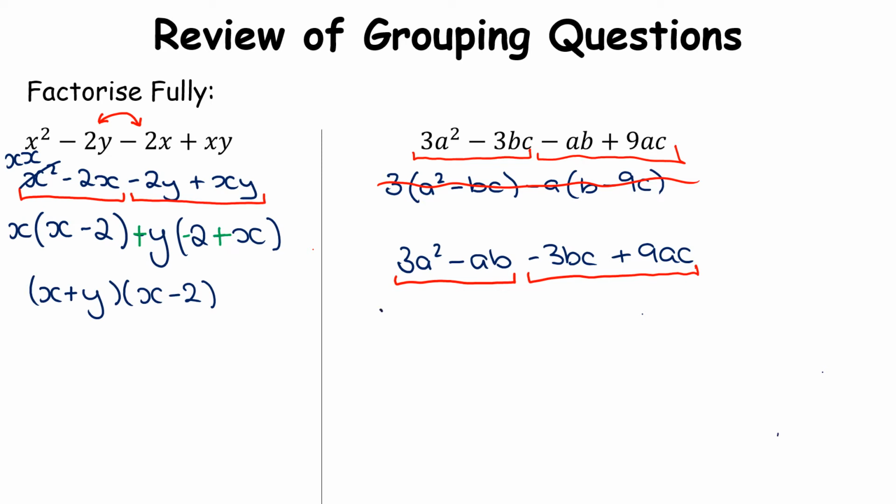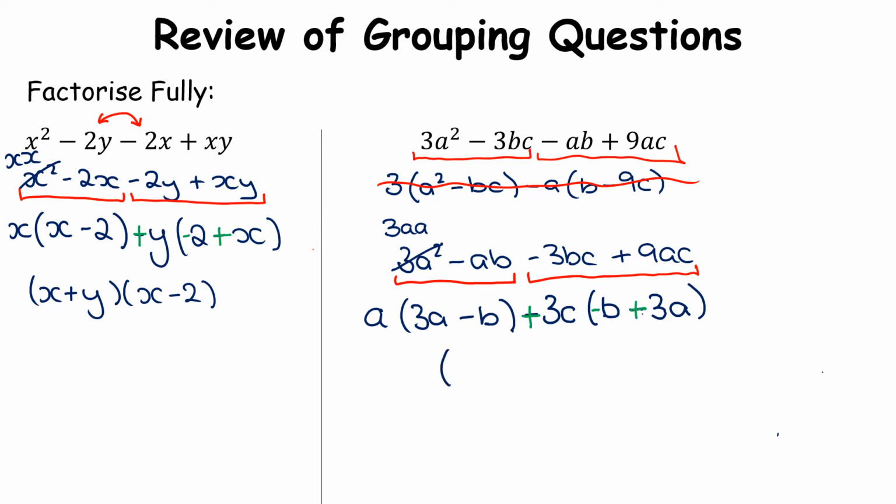So here, if you prefer, that's 3aa. So that means a is common, leaving us with the 3a minus b. And here I'm going to take that minus, and a 3 is common because it's 3 and 9, so 3 divides into both, and a c is common. So we're left with b and then a minus 3a. Now again, signs are looking not great, so I'm going to change that to a plus, change that to a minus, and change that to a plus. So we have a plus 3c bracket 3a minus b.